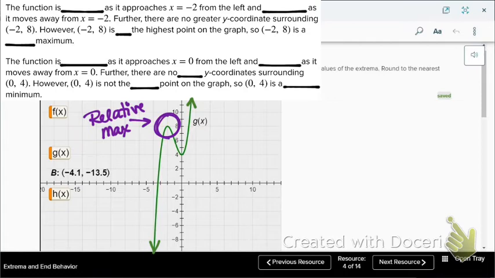Head up for me, guys. Stay with me. Head up. This guy's a relative maximum. Is there something that looks like this, but instead of being a high point, it's a low point? Yes, that would be a relative minimum. Where's that at? 4 on the y-axis. This is a relative minimum.